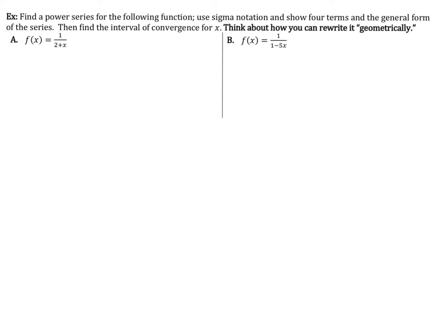So my goal here is to be able to rewrite this function in the form 1 over 1 minus r. Because if I can do that, or actually some number over 1 minus r, then we can identify what our first term is, what our a value is, and what our r is, which means we could rewrite it as the sum from n equals 0 to infinity of a times r to the power of n.